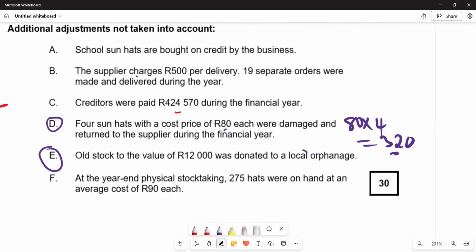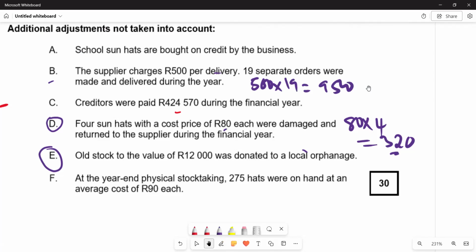So if you come to, let's try to see the figure that we have for carriages there. Right, we've got B. The supply charge is 500 rand per delivery. 19 separate orders were made and delivered during the year. So it means this is the figure for carriage that we are looking for. Remember, the delivery expenses or transport costs are the carriage expenses. So we're going to say, but there should be carriages on purchases, not on sales. So we're going to say 500 times 19, and then we get the total of 9,500.